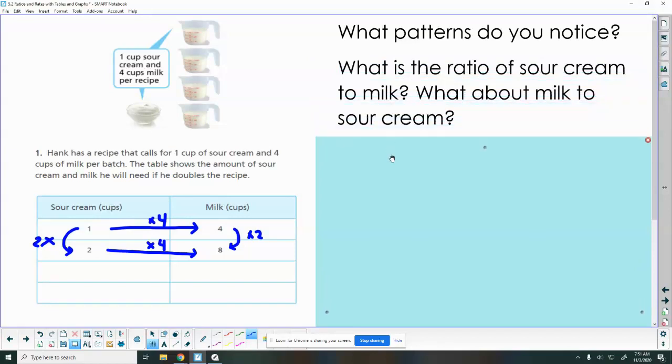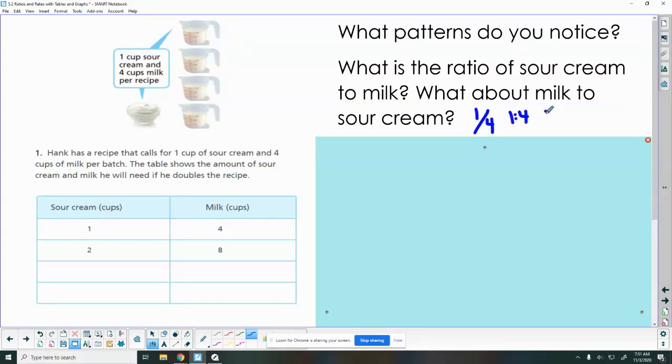So now let's talk about what is the ratio of sour cream to milk. When we have sour cream first to milk, pause and write down what that would look like. I think it would look like 1 to 4. I could write it 1 to 4, 1:4, or as a fraction 1/4. So 3 different ways to write that. So I need a fourth of the sour cream than I do milk. That fraction helps me think about how much it is compared to the other one.